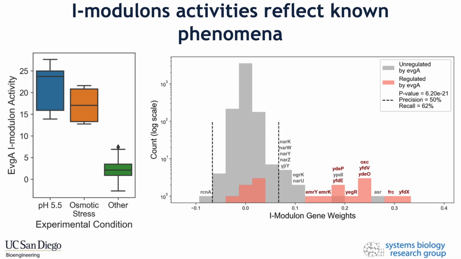Another example iModulon is the EvgA iModulon. Again, you can see many of the genes are regulated by EvgA, hence why we named it EvgA. We can also look at the activities, and EvgA is known to be active under low pH and osmotic stress. We see this perfectly recapitulated where all of the expression profiles with low pH or osmotic stress have high iModulon activities, whereas every other experimental condition has low iModulon activities near 0.